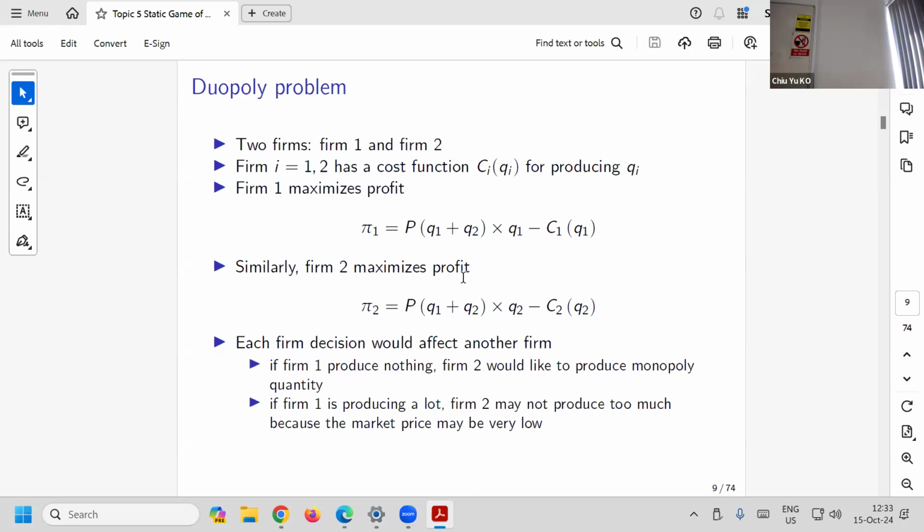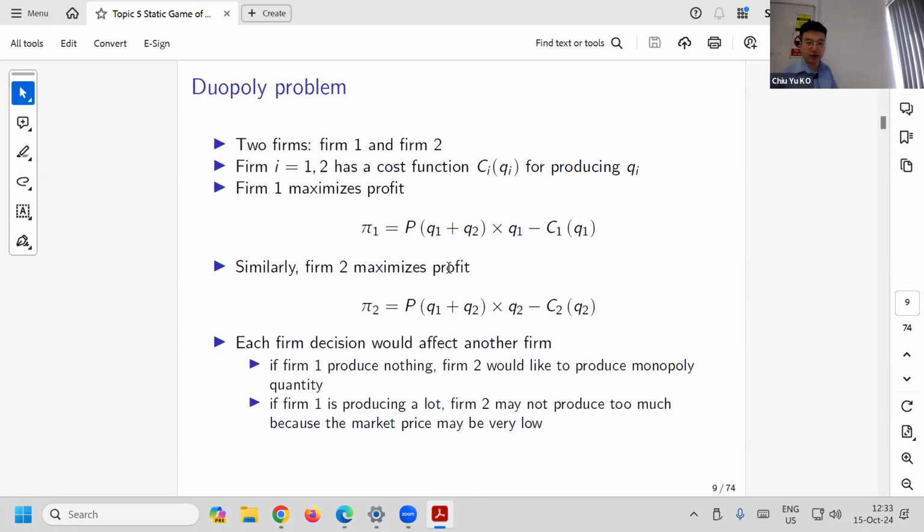So the question is, what would be a prediction? Because what firm one should produce depends on firm two, and what firm two produces depends on firm one. So it becomes a circular logic. How to solve this problem? It's a chicken or egg problem. Who is going to be the appropriate answer? It's not very clear. How do you solve this kind of question?